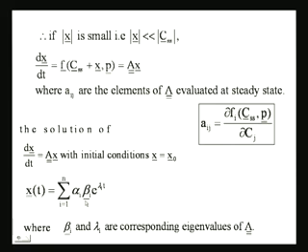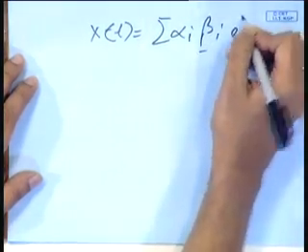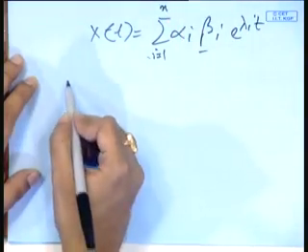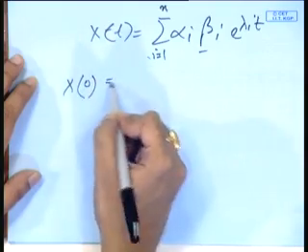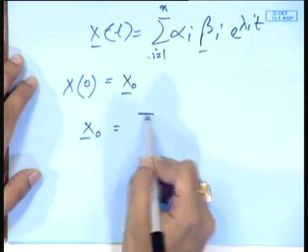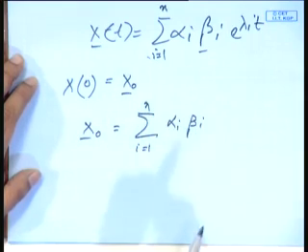Now, alpha i are certain constants. How am I going to obtain those constants? By using the initial value. Say my initial value is given at t equals 0. My solution is x(t) equals the sum over i from 1 to n of alpha i beta i e to the power lambda i t, and the initial value is x(0) equals x naught. So I put x naught equals the sum over i from 1 to n of alpha i beta i, right.